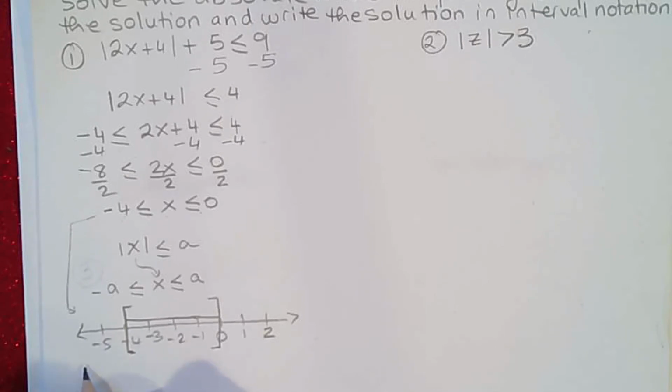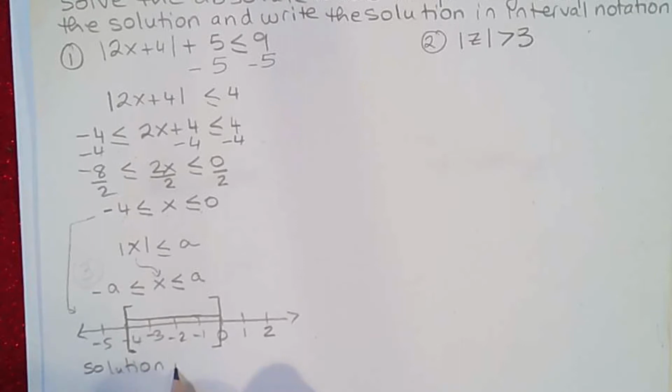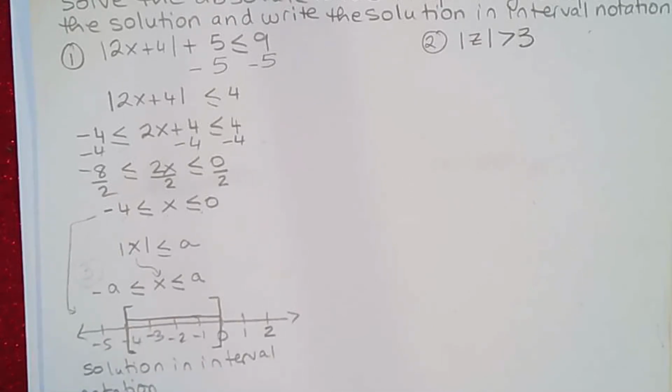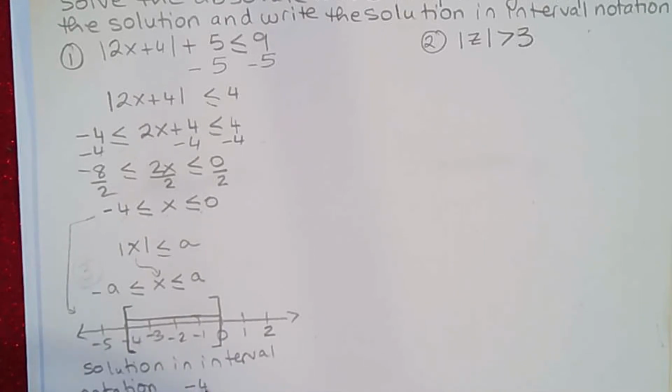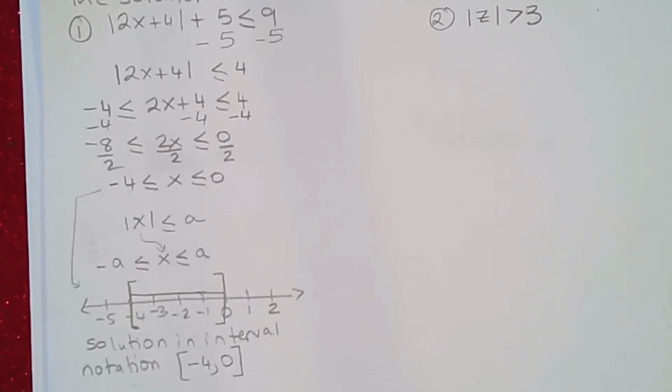And now the solution in interval notation. If you notice that the smallest possible value you can have is negative 4, so that's going to be on the left of the comma. And the largest possible value is 0, it's going to be on the right of the comma. And these values are included, so we're going to have brackets around both negative 4 and 0. So here's the solution in interval notation.